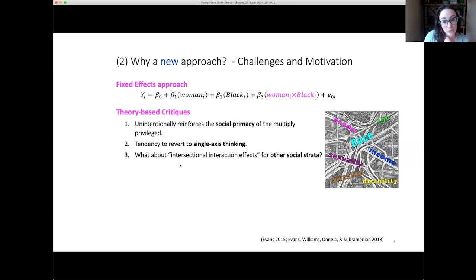And then number 3, there's something about this that, sure, we could change our reference group, but we seem to only be getting an intersectional interaction effect for, in this case, one group, right?